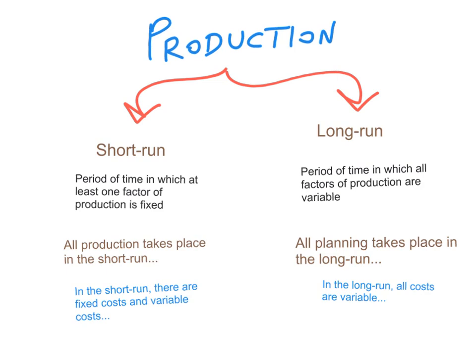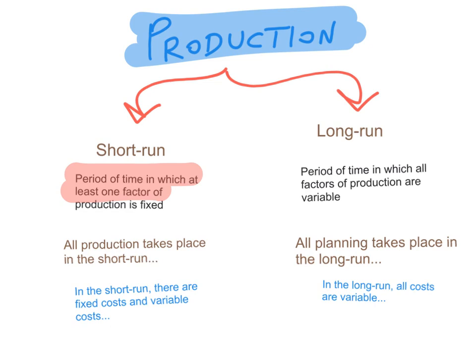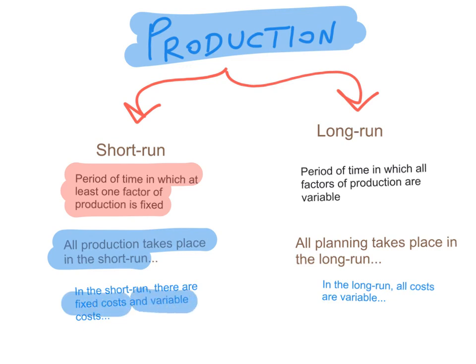And this is where we have the distinction of the short run versus the long run. In the context of production, the short run is the period of time in which at least one factor of production is fixed. One of your factors of production, whether it's land, capital, labor, or enterprise, is fixed. You cannot increase that in order to increase production. Now, all production takes place in the short run, and because of this, in the short run, we have fixed costs as well as variable costs.